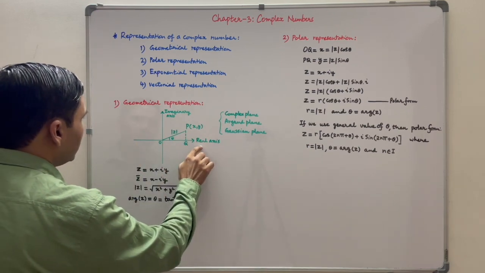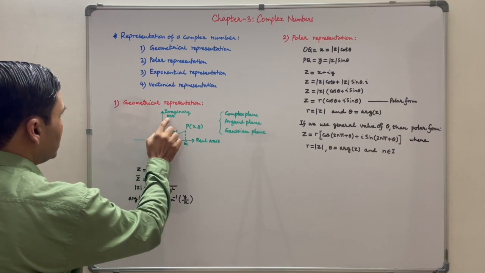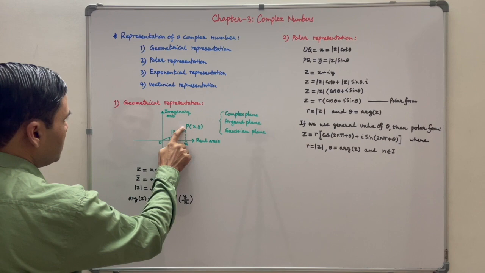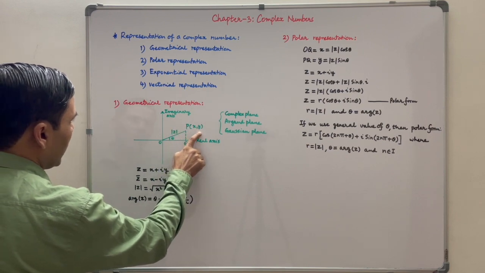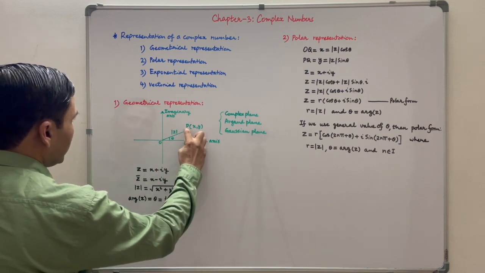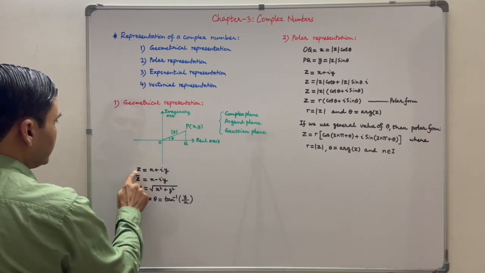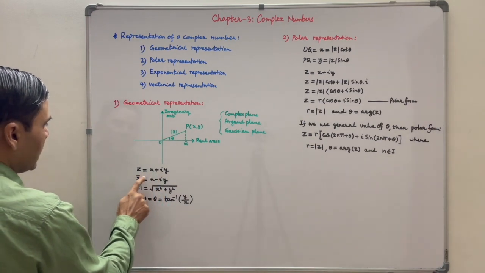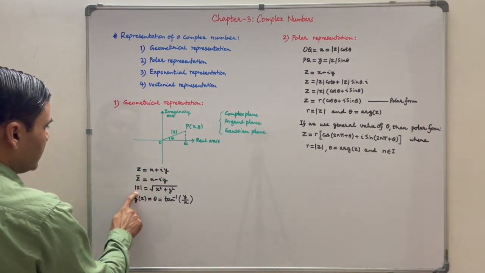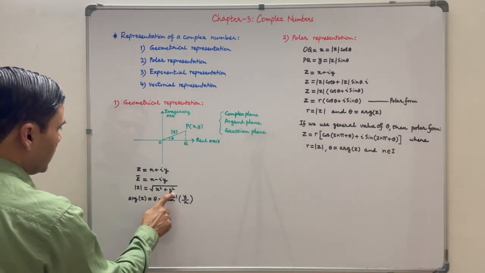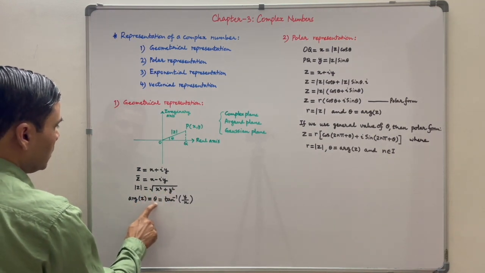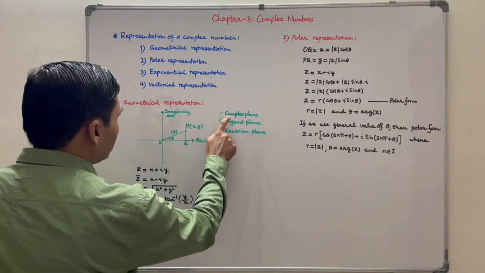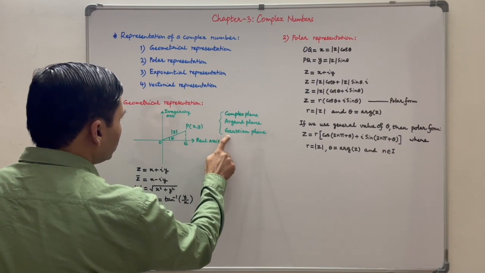Horizontal line is called as real axis, vertical line is called as imaginary axis. They intersect at origin. Suppose there is a point P represented by ordered pair x, y. This is x and this is y. So complex number it represents is z is equal to x plus iy. Its conjugate is x minus iy. Its modulus is under root x square plus y square. Its argument theta is equal to tan inverse y by x. This plane is called as complex plane, Argand plane or Gaussian plane.